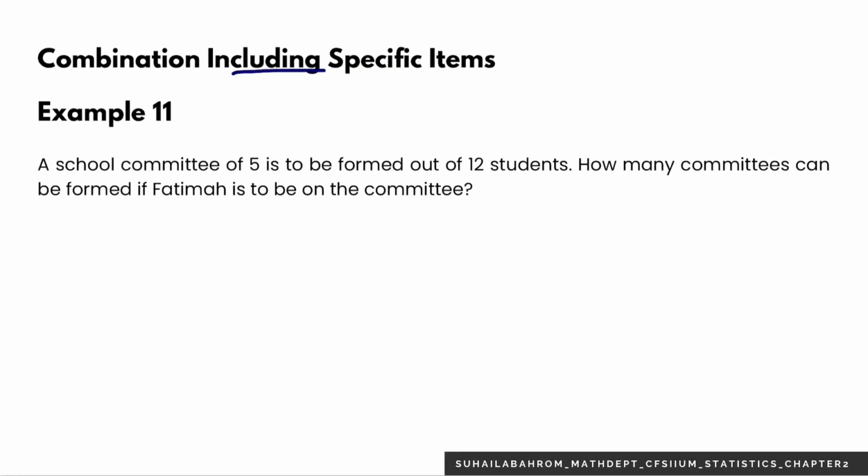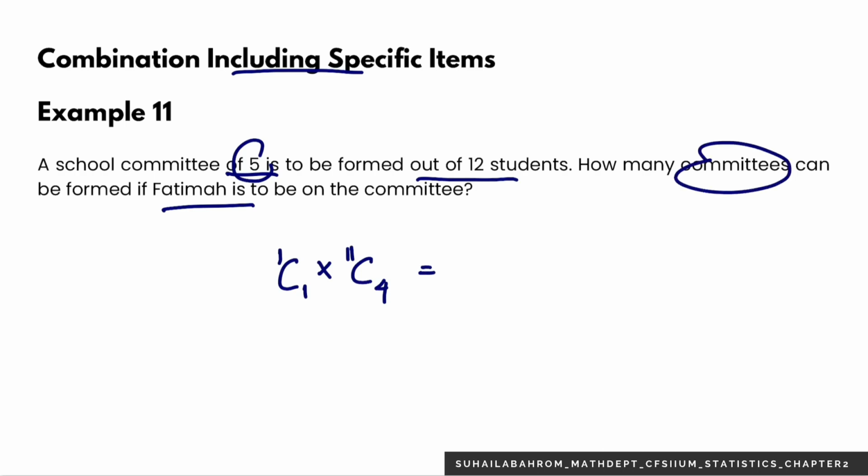Now let's proceed with combination including a specific item. A school committee of 5 is to be formed out of 12 students. How many committees can be formed if Fatima must be on the committee? Since Fatima is included in that committee of 5, we have the remaining 11 people to choose another 4. The arrangement is not important because we want to choose a committee. So we have 11C4. You can just write it down as 11C4, which is equivalent to 330.